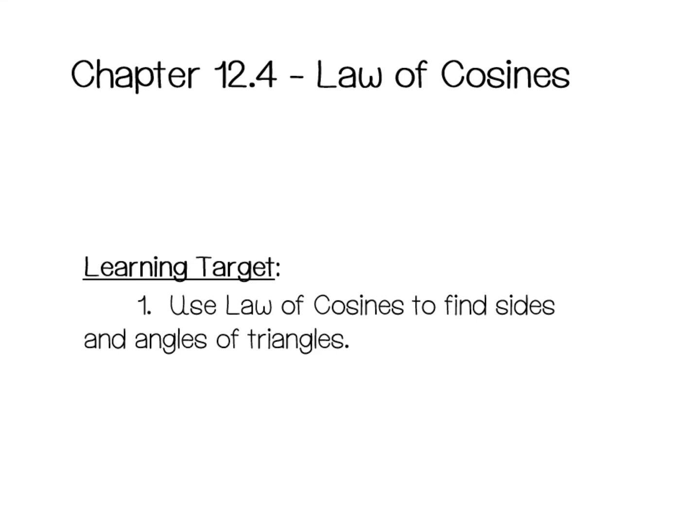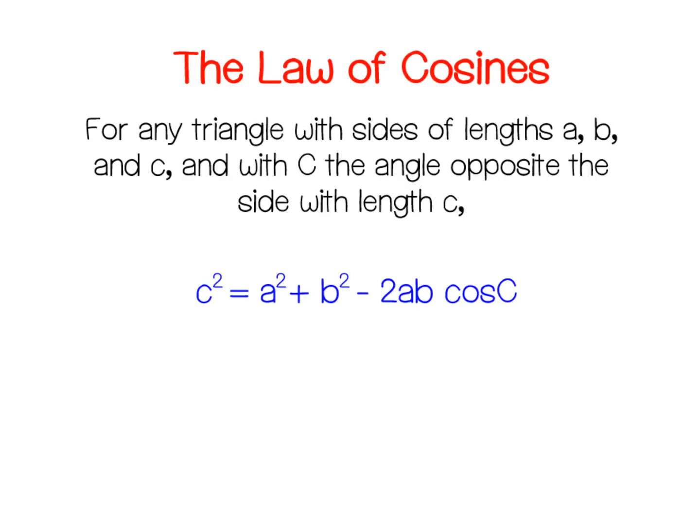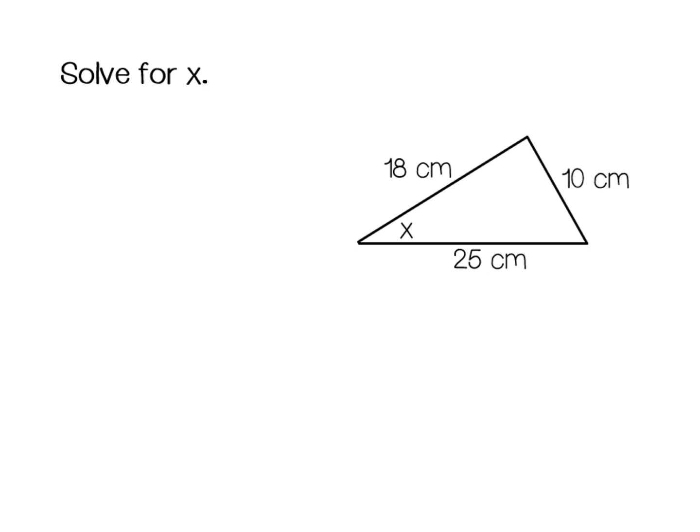In this lesson, we're going to use the law of cosines to solve for missing angles. So the formula still stands. C again is going to be the side or the angle in our case that we want. Okay, so let's go ahead and get started.